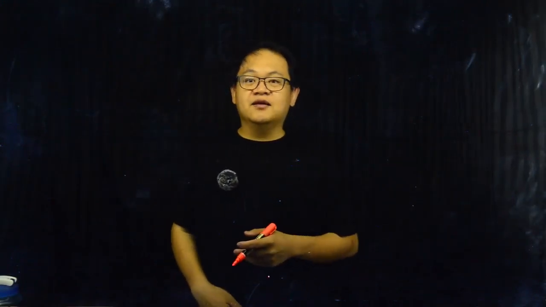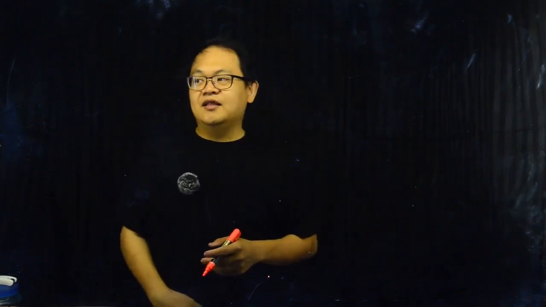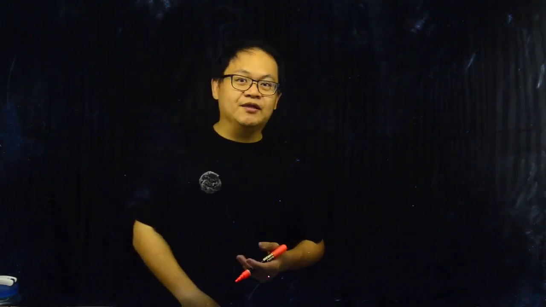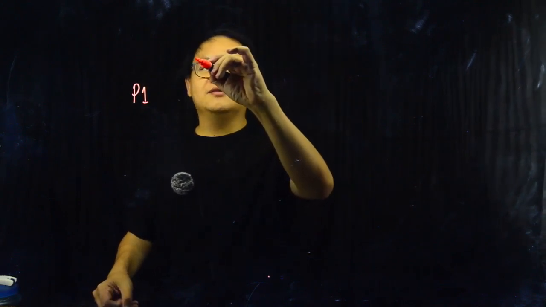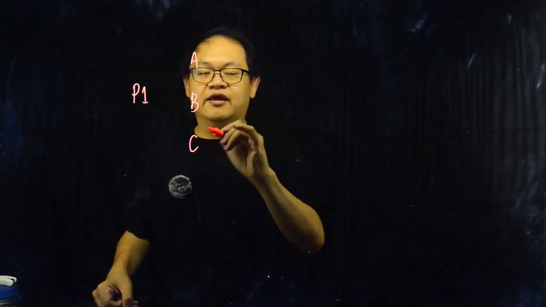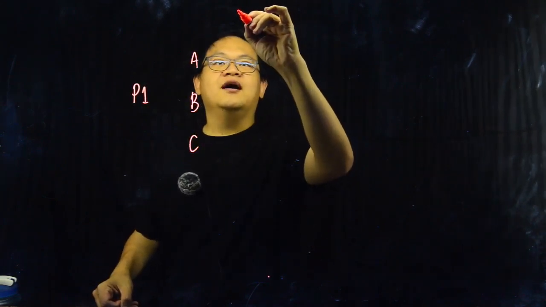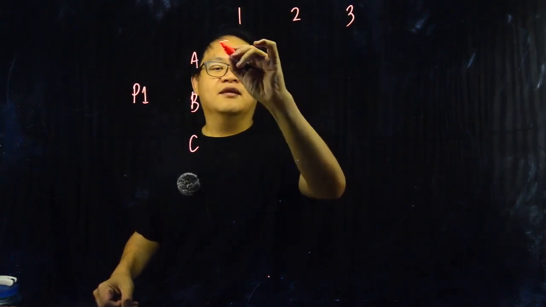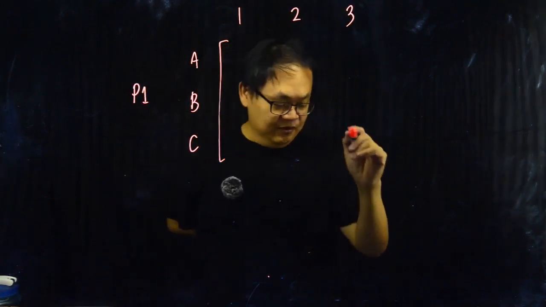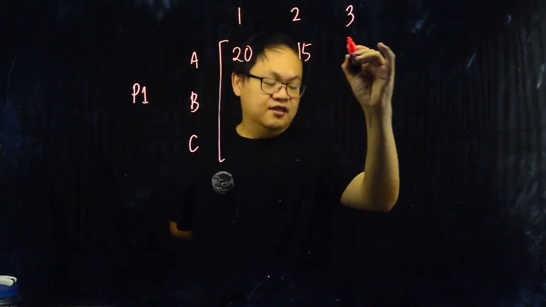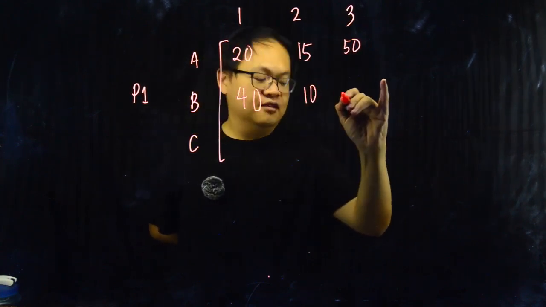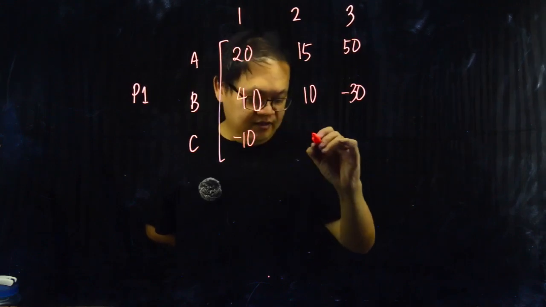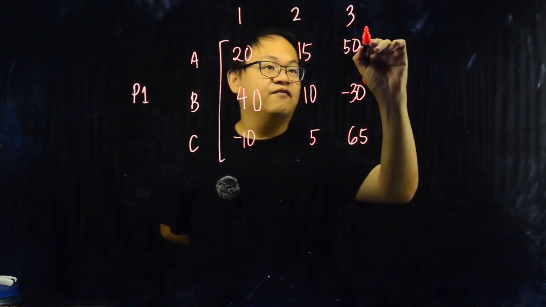Now that you have an understanding of dominated strategy, let us apply the concept in a different example. Let's say again you have two players, player 1 and player 2. Player 1 has three strategies, A, B, and C. And again for player 2, let's say he has three strategies. Let's say the corresponding payoff table looks like this. You have 20, 15, 50, 40, 10, negative 30, negative 10, 5, and 65.